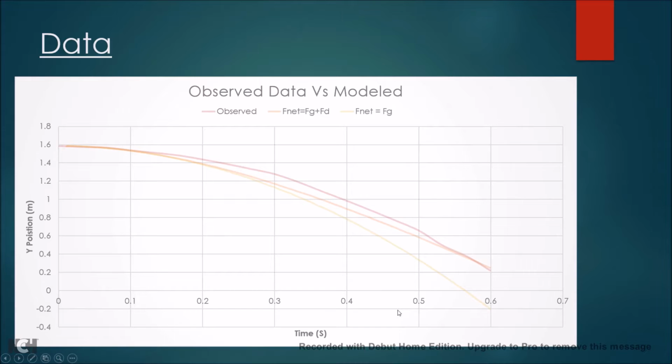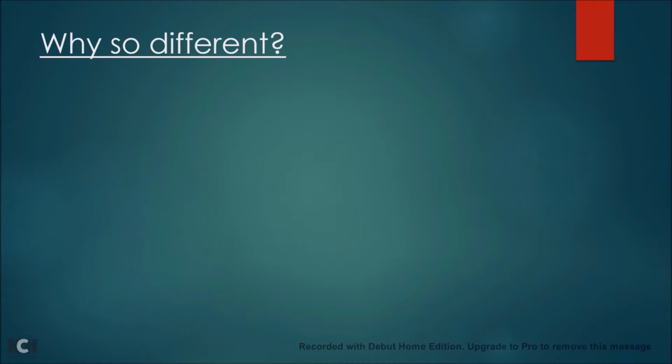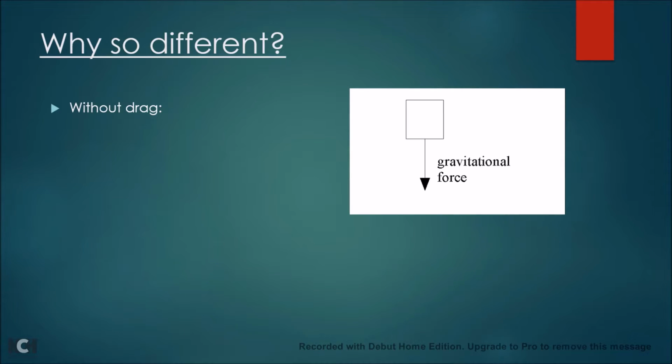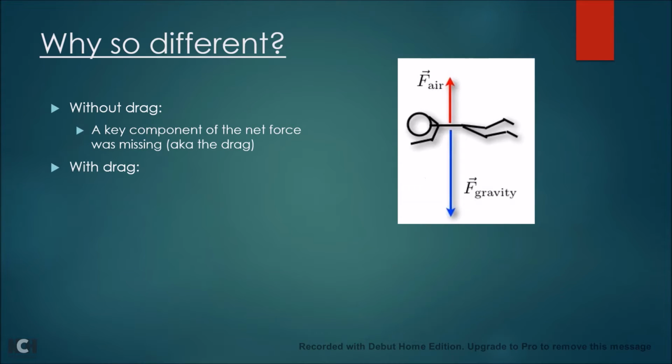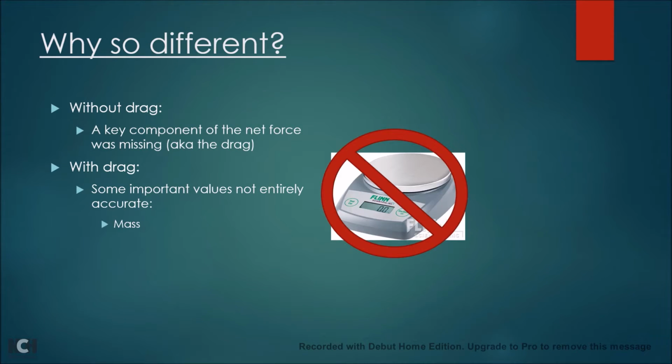So what accounts for this difference? In our model without drag, the difference between our modeled and observed data can be accounted for due to the fact that an important component of our net force was not included, aka the drag. But what accounts for the difference in our model with drag? Well, when we were designing our model, some of our values had to be estimated. The first was the object's mass, which could not be obtained as we did not have a scale precise enough to find the mass.